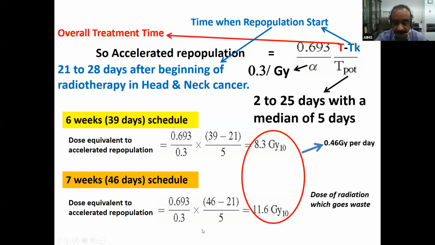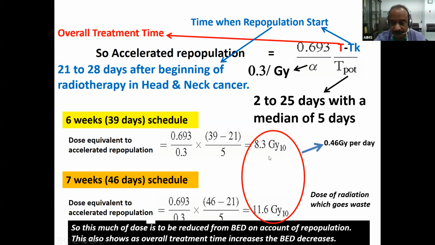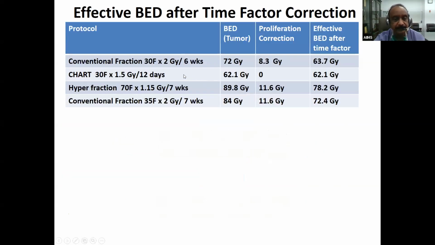So two messages are very clear: this dose you have to reduce to get an effective BED, and as the overall treatment time increases, the dose which goes waste keeps increasing and your effective BED keeps decreasing. So now putting these values in a table form: conventional radiotherapy, 6 weeks' time, this is before the time factor is incorporated, but we know that this dose will go waste in 6 weeks. So effective BED will be this.